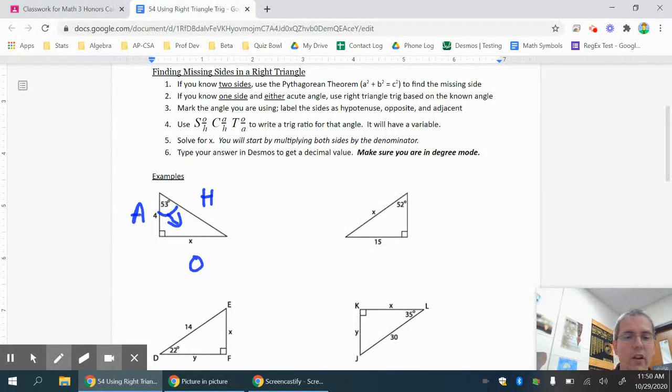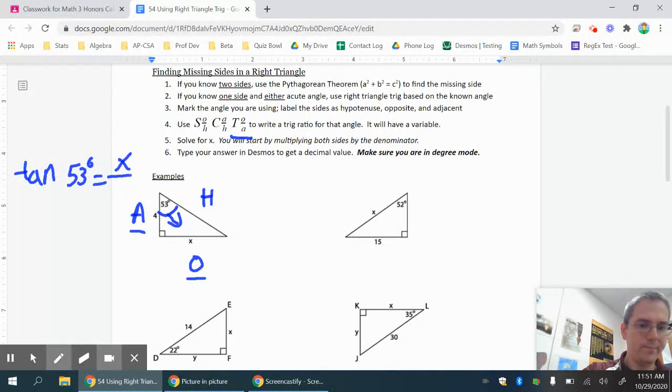So now I need to look at what pieces I need. The piece I need is the adjacent, because I know 4 and I'm going to have to use that, and the opposite because that's the x I want to know. Hypotenuse doesn't really help me for this problem, so I'm going to pick a ratio that involves adjacent and opposite. Given the ratios of sine, cosine, and tangent, it is tangent that involves opposite and adjacent. So I'm going to say that tangent of 53, because this time I know my angle. It's a little bit different to have an angle in there, but tangent of 53 degrees is x over 4.